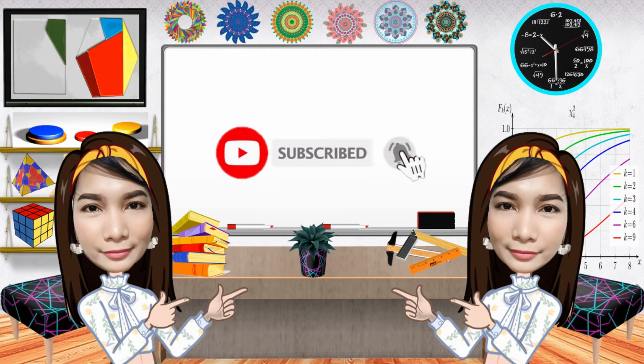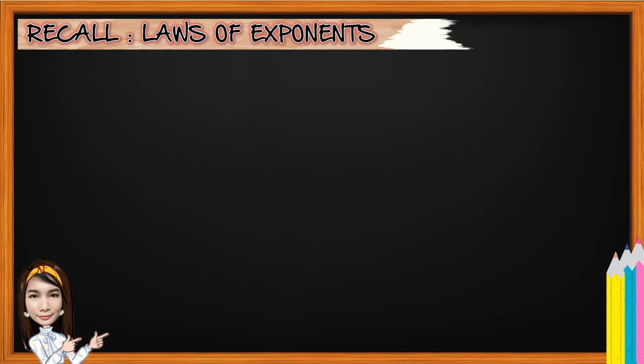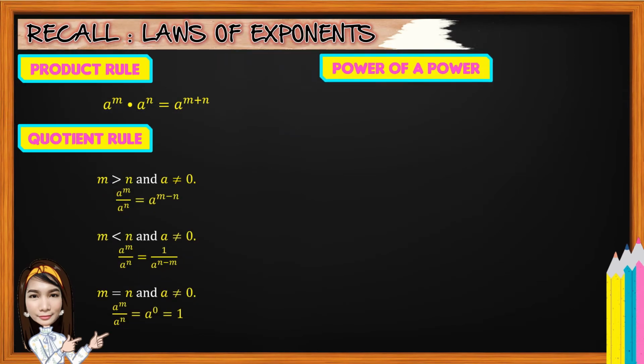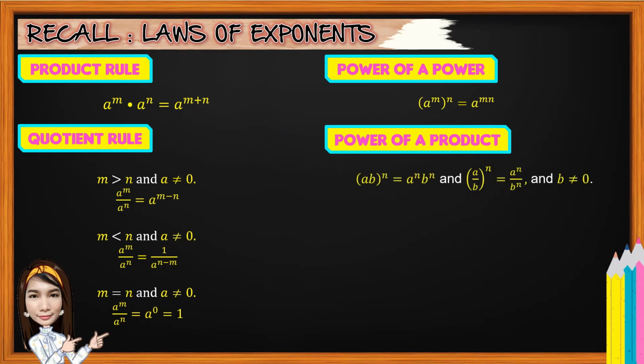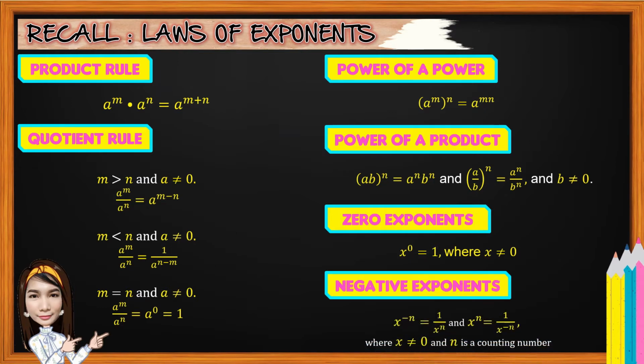In this lesson, you will learn about multiplication of polynomials. Before we proceed, we need to recall the laws of exponents, which are very essential in this lesson. First, we have the product rule. Second, we have the quotient rule. Third, we have the power of a power. Fourth, we have the power of a product. Fifth, we have the zero exponents. And last, we have the negative exponents, which we already tackled in our previous lesson.